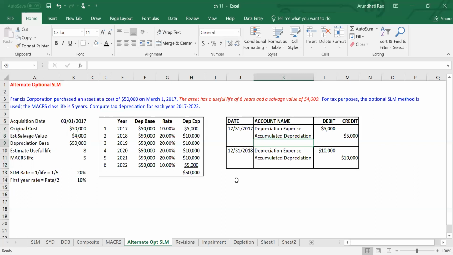So we have, once again, two methods that the IRS approves. One is a maker's method, and the second one is the optional straight line method. Either of those are acceptable for tax purposes.